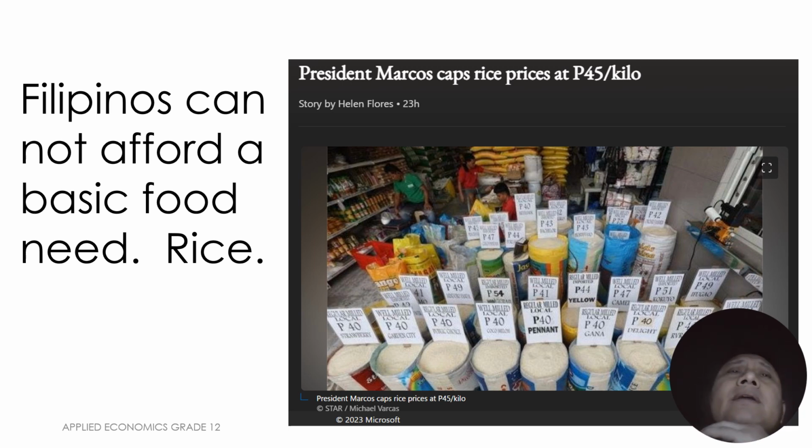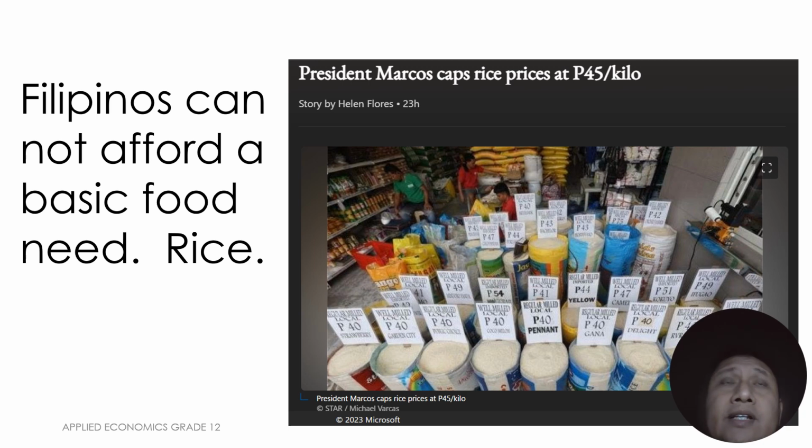Why is the price of rice so high? Because we lack rice. When the price of rice is high, it means Filipinos cannot afford a basic food need. Rice. So, what will we do? We have to produce more rice. That gives us the answer. Let's produce rice. What to produce?